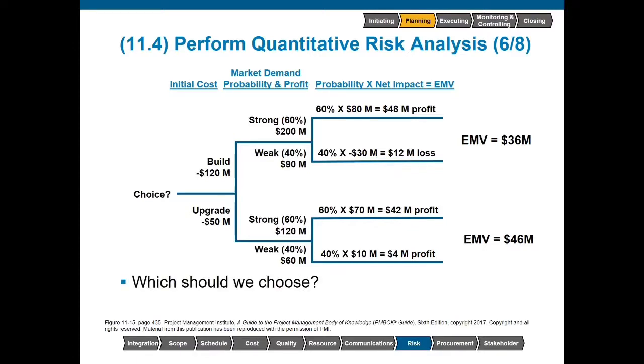So which one should we choose? From a risk-neutral perspective, we should choose to upgrade. This is based upon the fact that the branch has a higher expected monetary value. Again, just to reiterate the point that risk neutrality is necessary, if we had a risk-seeking stakeholder, they might point out the fact that you could stand to make $10 million more if there is a strong market by building.